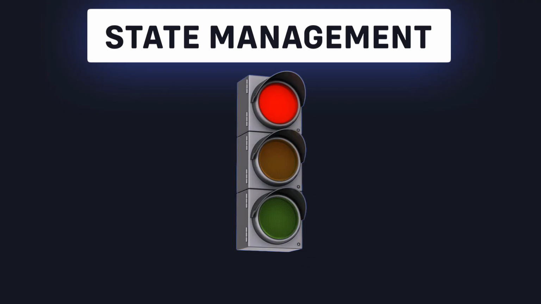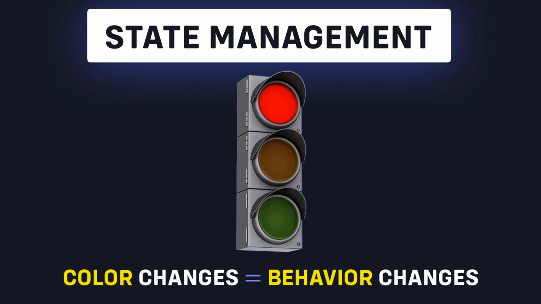Let's think about the traffic light. The light can be red, yellow or green. The color of the light is a state. Drivers don't decide what to do randomly. They react to the current color. When the color changes, the behavior changes.